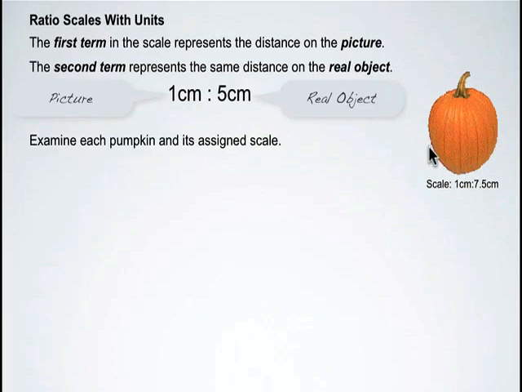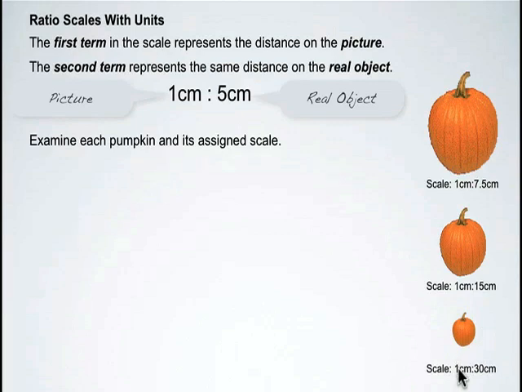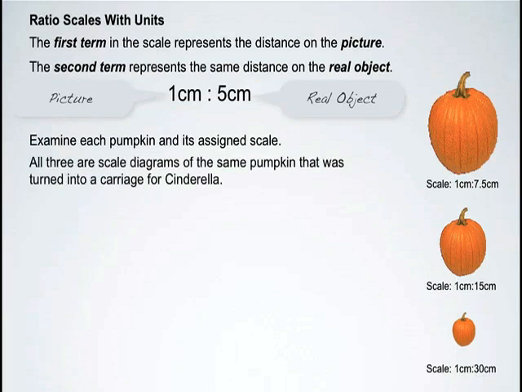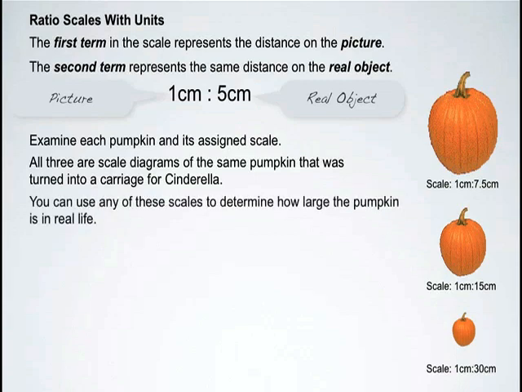The scale of the first pumpkin is 1 centimeter to 7.5 centimeters. The second pumpkin has a scale of 1 centimeter to 15 centimeters. And the scale of the third and final pumpkin is 1 centimeter to 30 centimeters. All three are scale diagrams of the same pumpkin that was turned into a carriage for Cinderella. You can use any of these scales to determine how large the pumpkin was in real life.